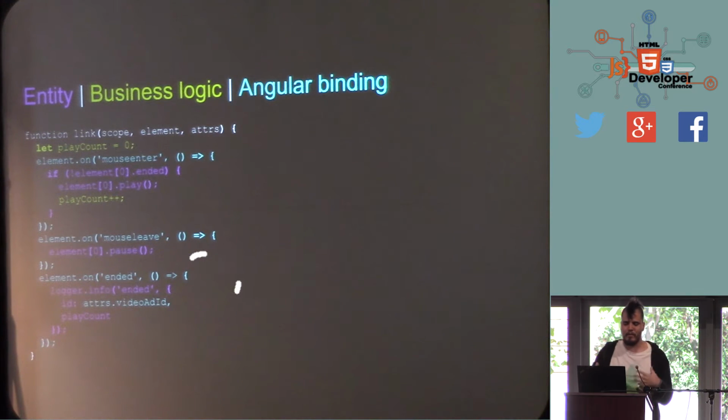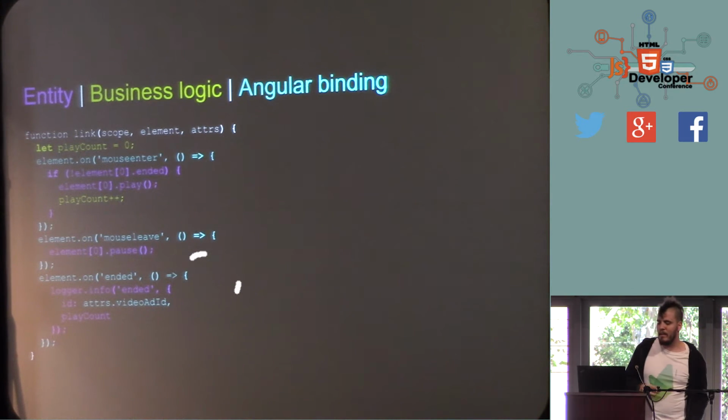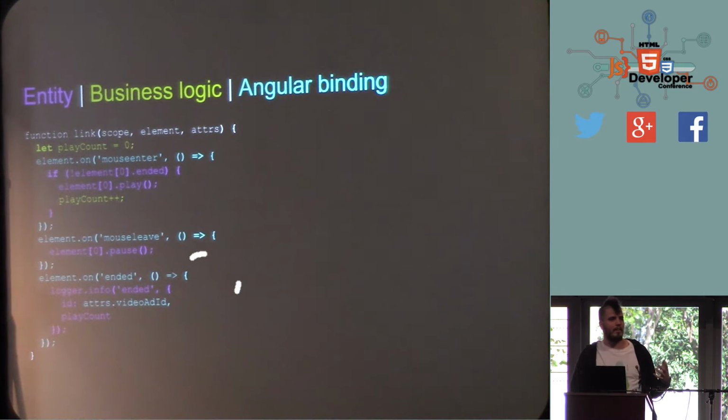And we also have kind of like an entity or something like that, well, not only one. One is the video DOM element itself, from which we can get the ended property, and also we can play and pause it. And also, sorry, I forgot: we do not play the video again if it has ended. And we also have this logger entity, which will log on the end how many times you hovered it, and this is the video ID.